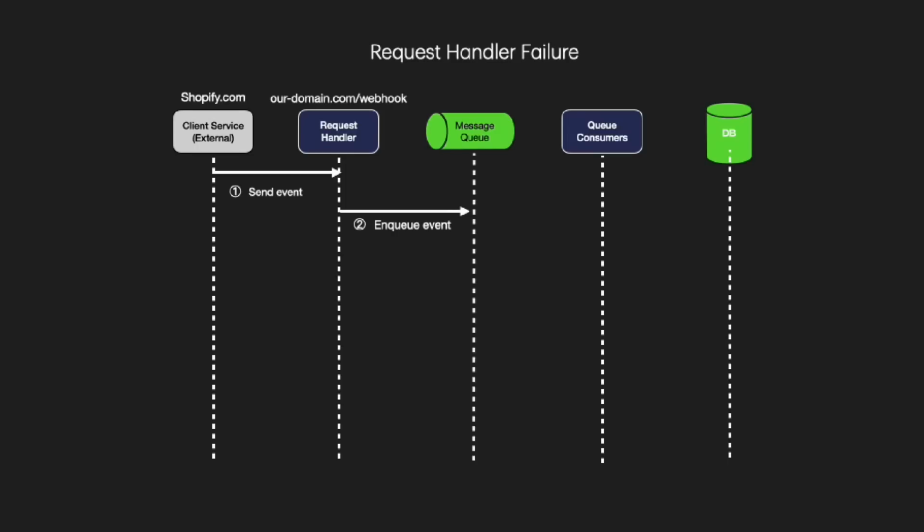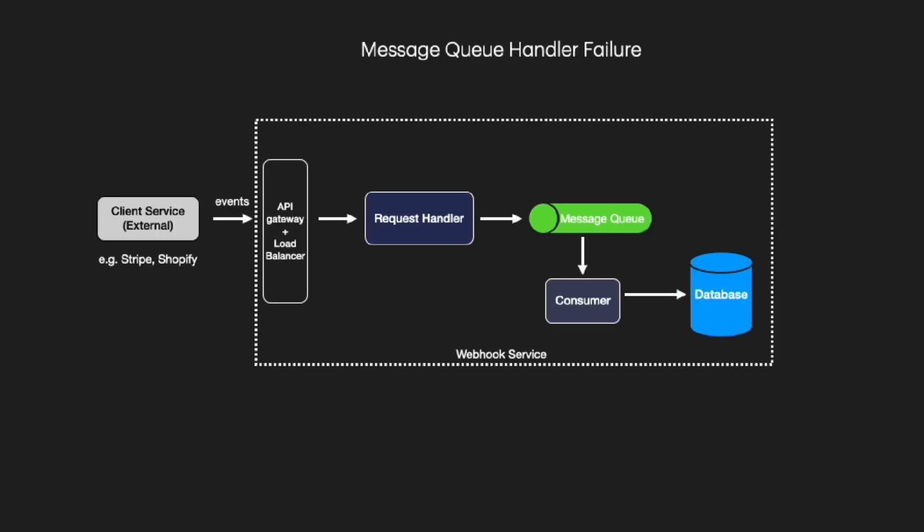Let's explore how to maintain system functionality in the face of failures. This is an essential component in system design. Let's start with the request handler. If the request handler fails after receiving an event, but before enqueuing it, the client service will not get the HTTP 200 response. This way, the client knows to retry if necessary. For message queue failures, use durable queues that persist messages to disk and replicate across multiple nodes. This ensures that events aren't lost even if the queue server crashes.